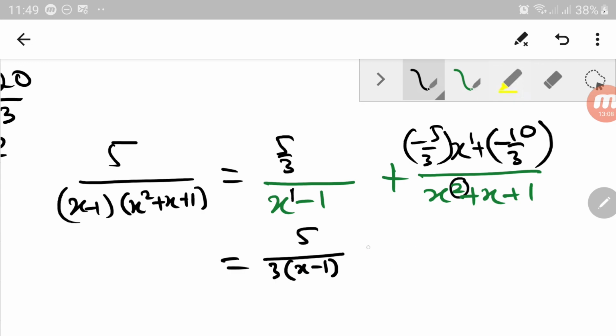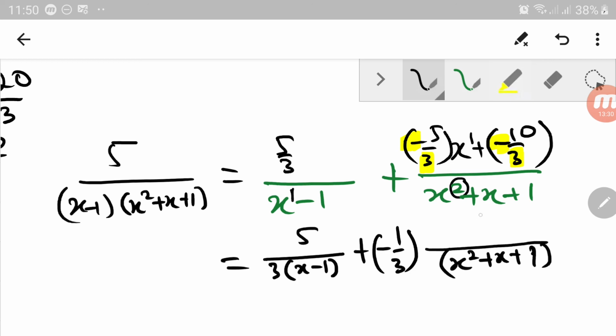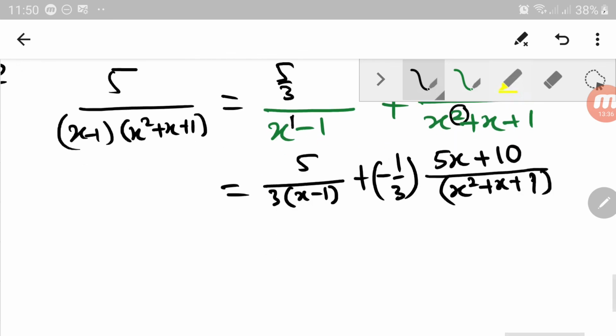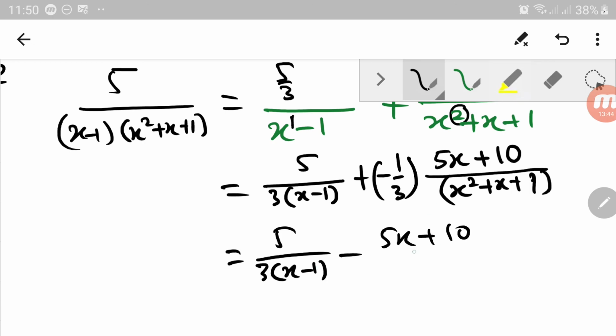Now this one I put here, and then x squared plus x plus 1 I put in the bracket. Now we can factorize minus and 3. It's actually 1 over 3. So I take out 1 over 3 over here, and what's left is 5x plus 10. Then 5 over 3, copy paste. And then this one is minus 5x plus 10 over 3 times x squared plus x plus 1.